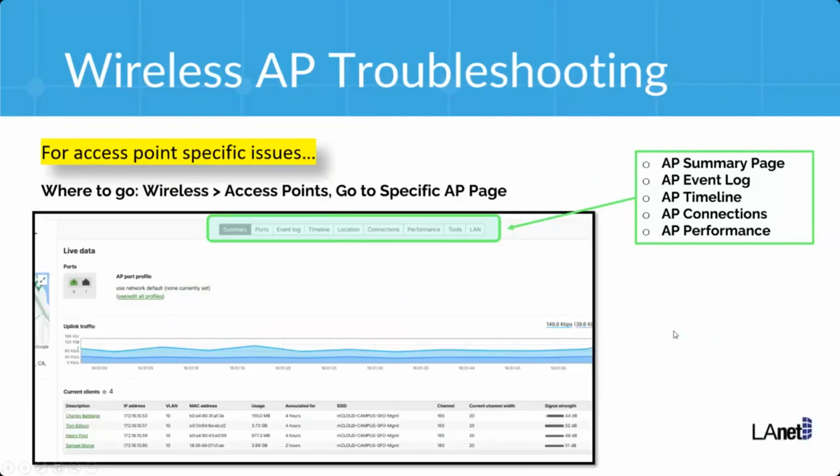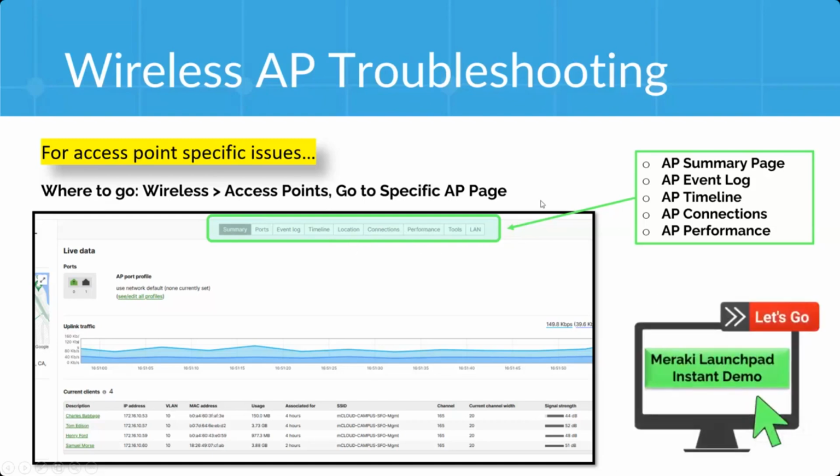Finally, we'll go through the access point specific troubleshooting pages. This is accessed from that access point summary list. When you click into the actual access point, it brings you up to their summary page that has additional tabs at the top that you could go into. You'll see tabs like event logs or that timeline page, connection page, and performance page that we saw similar on the client level. All these you could drill down into to look more specifically into that issue.